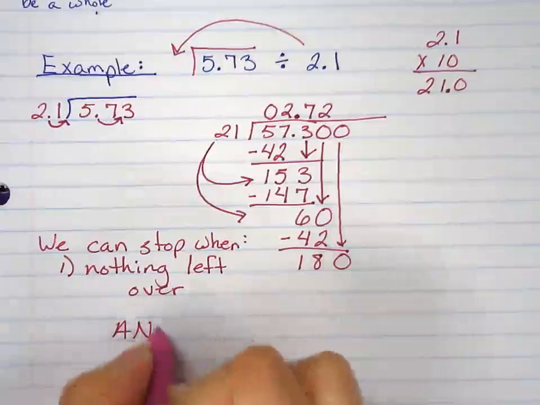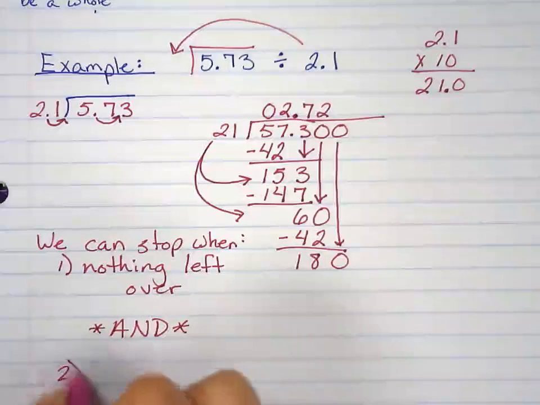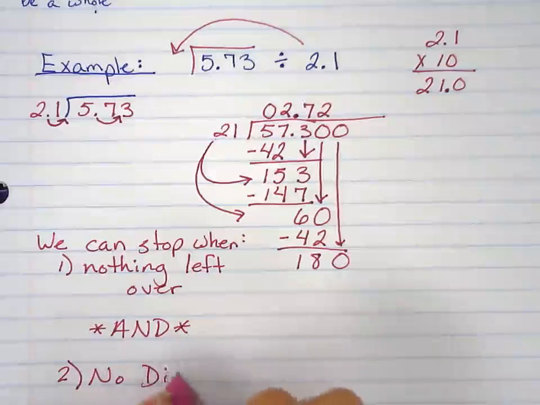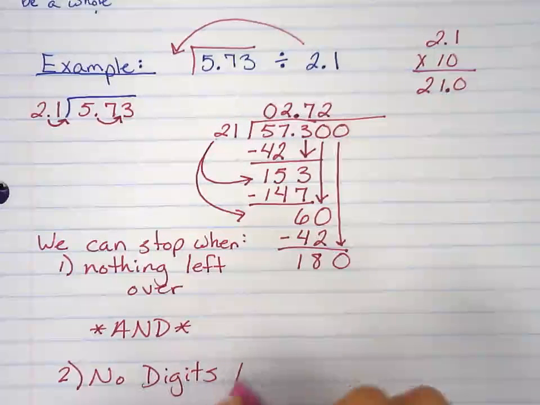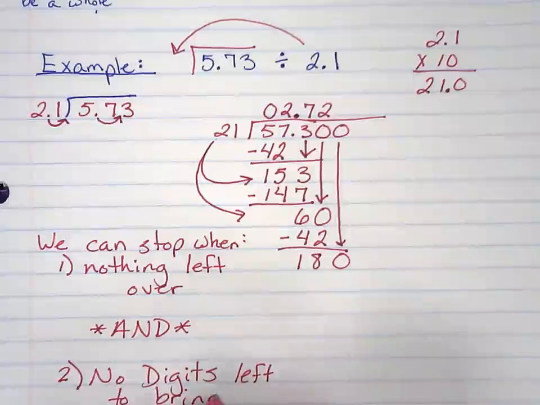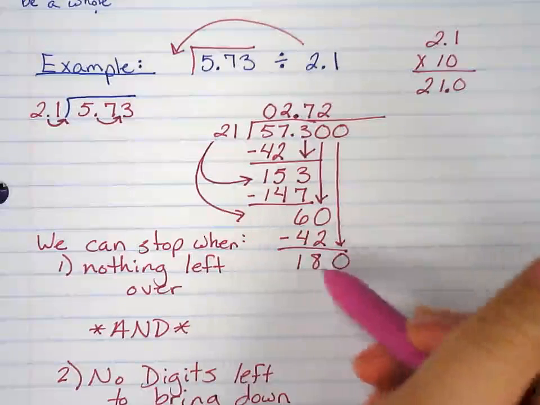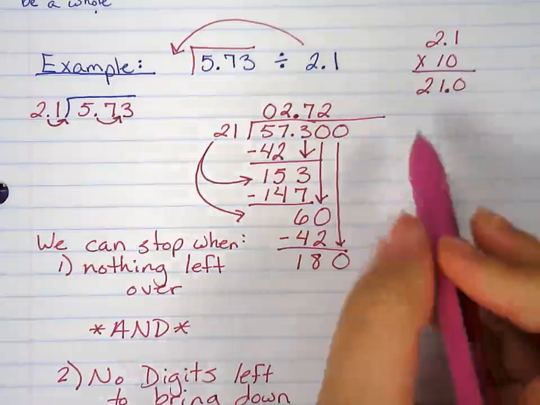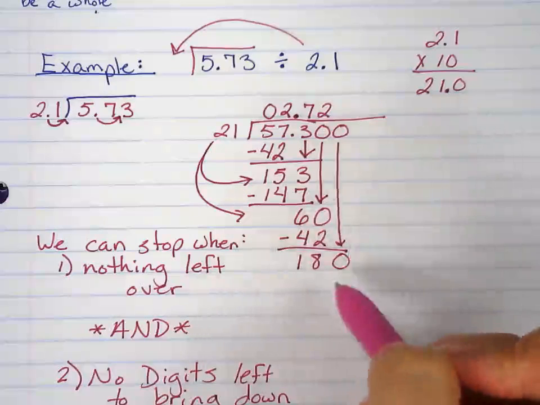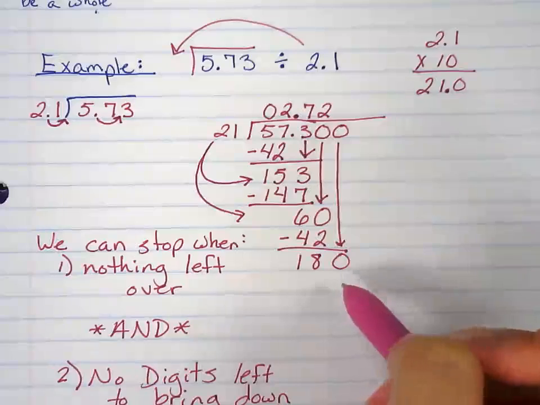And both things have to be true. And 2, no digits left to bring down. So I don't have 0 left over. I have 180 left over. Even though I don't have any digits left to bring down, I can keep annexing zeros until there's nothing left down here. But sometimes that isn't even true.